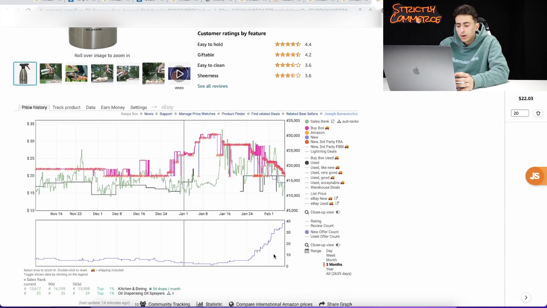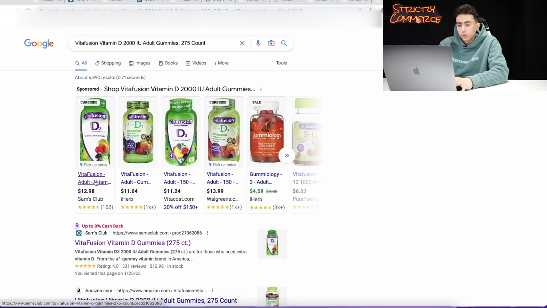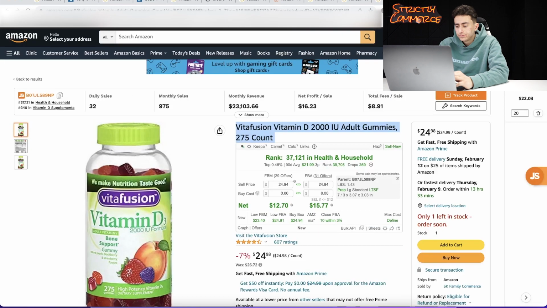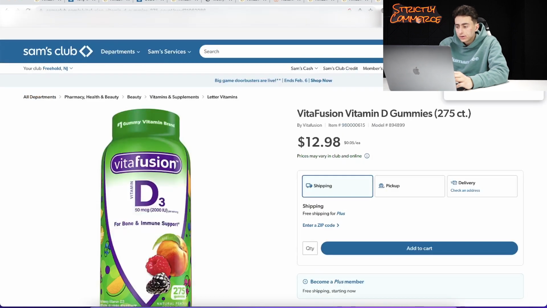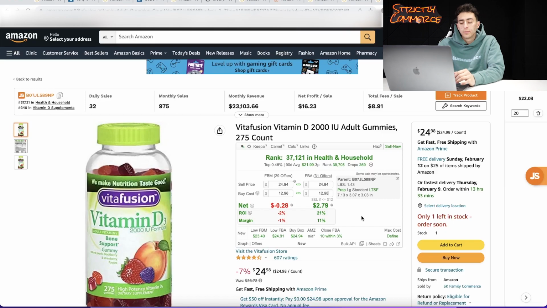Sells 500 times per month. Yes, the seller count did go up a lot, so maybe I would wait on this one. But it is a decent item. Let's check out this Vitafusion. It's $12 on Sam's Club, $12.98, paying out 15. So this could be a decent one right here, 275 count, $12.98. And right here you can make yourself a 21% ROI.